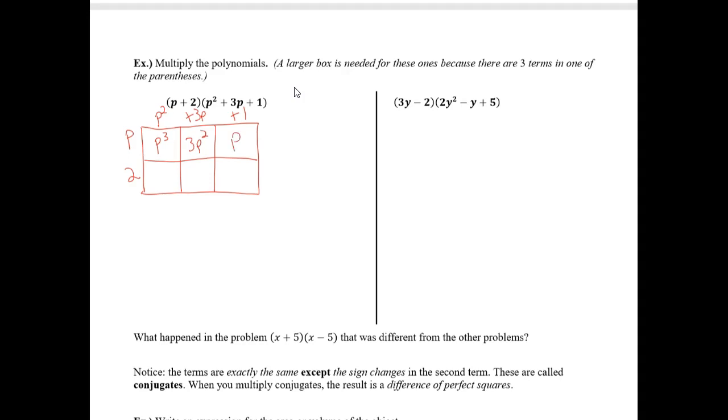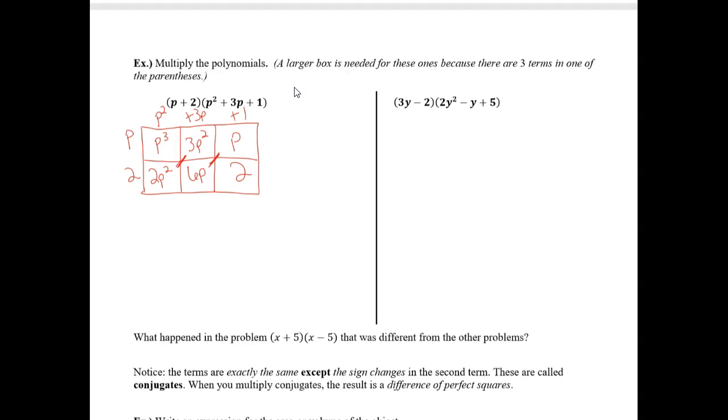2 times p squared is 2p squared. 2 times 3p is 6p. And 2 times 1 is 2. Then we look for the like terms. So I can see here I have p squareds. I have the p, the two just regular p or p to the first power.